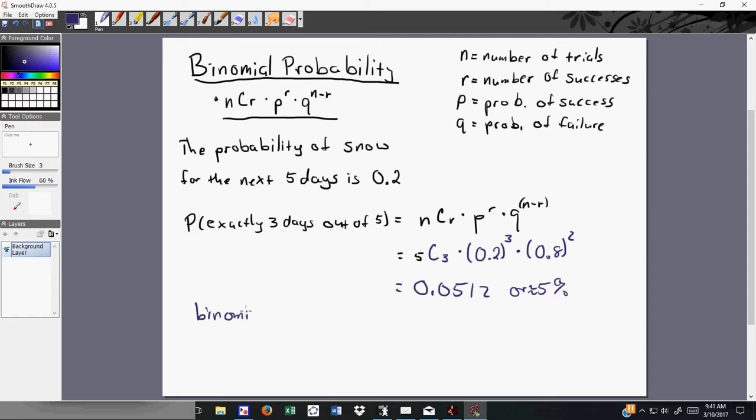It's binomial PDF. PDF stands for probability density function. And you're going to use your n, your p, and your r. So if I do this again, binomial PDF, I wanted the 5 days with a 0.2 chance that it's going to snow, and I want 3 days.